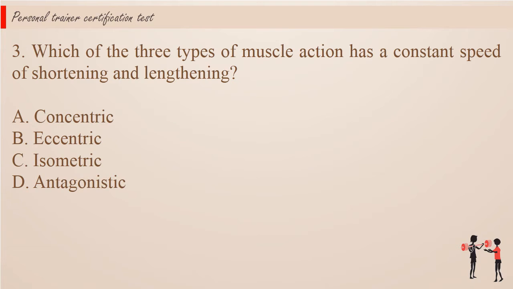Question 3. Which of the three types of muscle action has a constant speed of shortening and lengthening? A. Concentric. B. Eccentric. C. Isometric. D. Antagonistic.